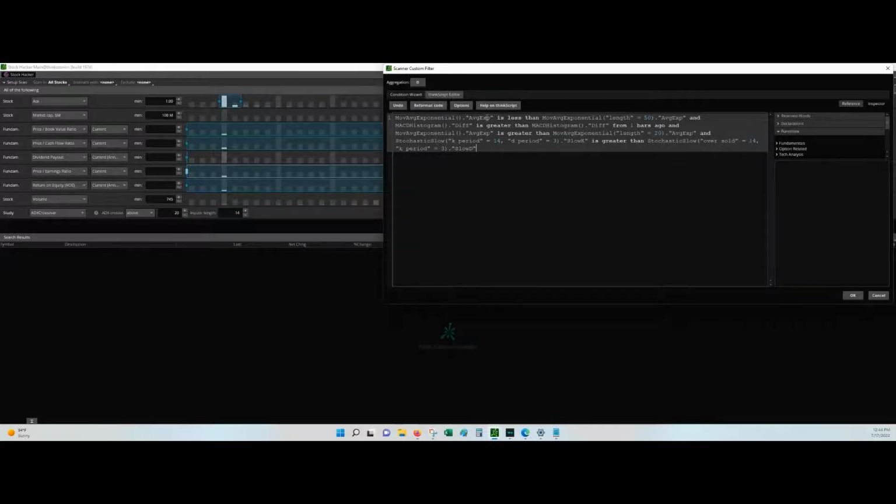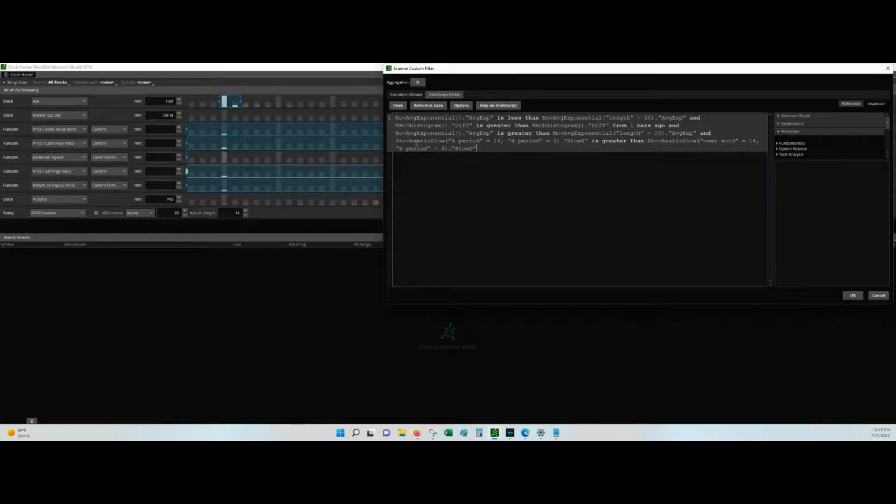All right, so the first line here, it's saying moving average exponential, which is the 9-day EMA, is less than moving average exponential of 50 days or 50 periods. The MACD histogram, the current one is greater than the previous one, and then the moving average exponential, which is the 9-period EMA, once again, is greater than the 20-period EMA. That means the stock price is moving up. That's what I like to see.